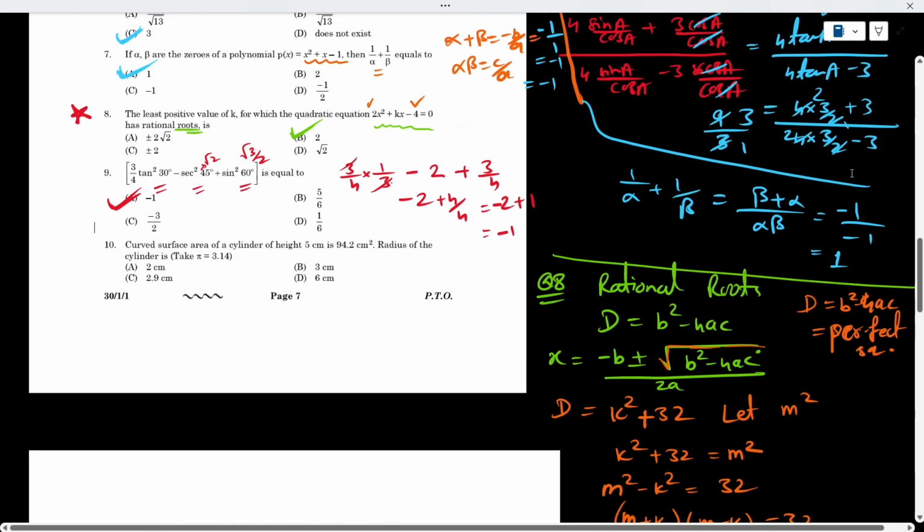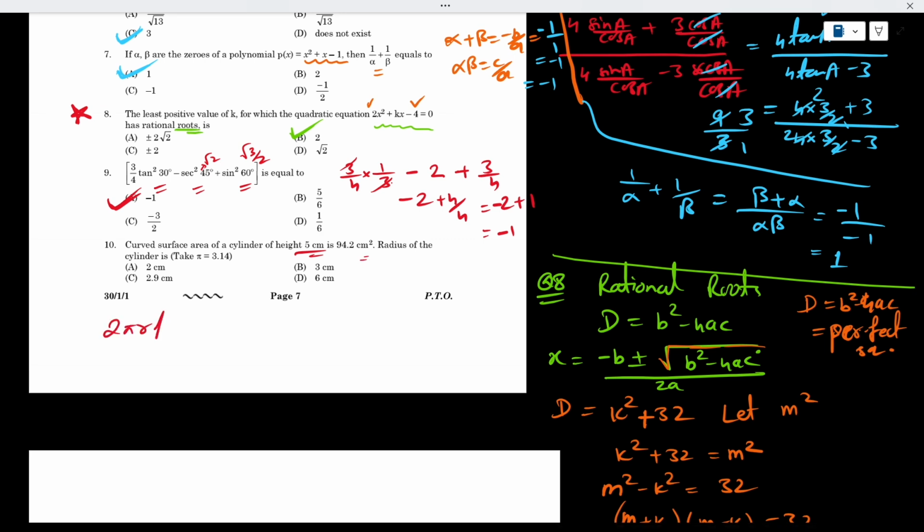This is a surface area and volume question. The height is given, and the surface area is given. So what is the formula here? 2πrh is equal to 94.2. We need to find the radius by taking π as 3.14. Here the main thing is only the calculation.